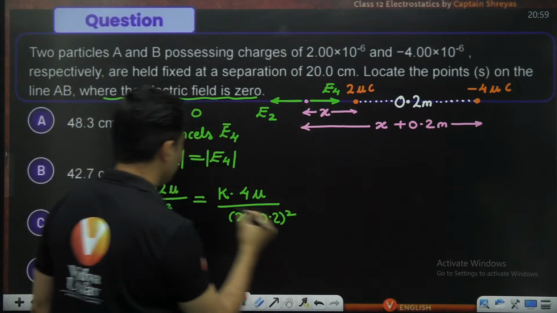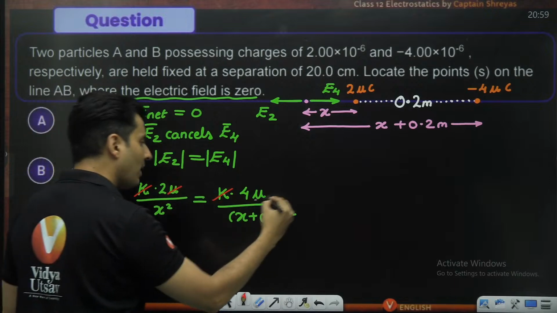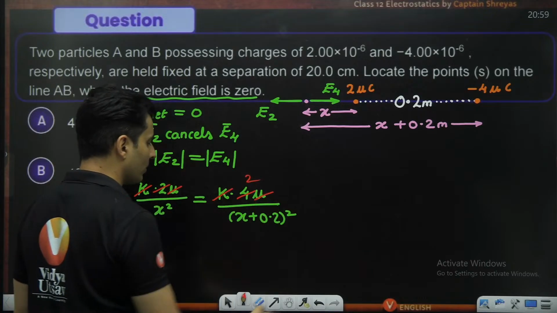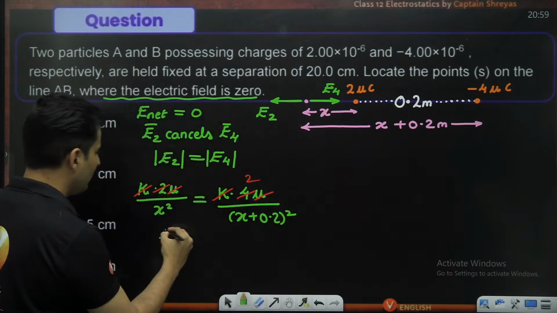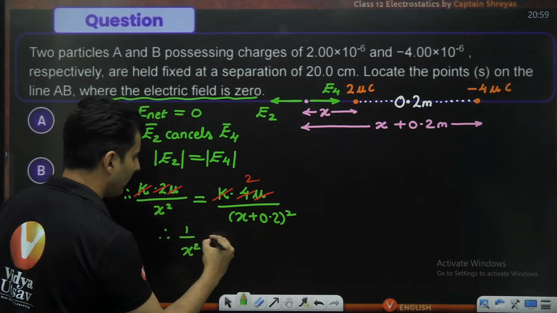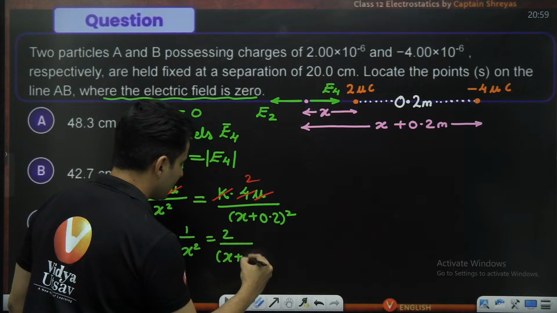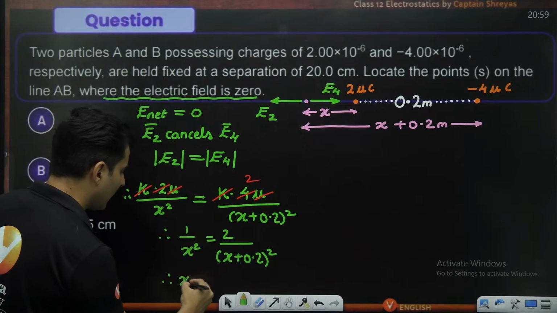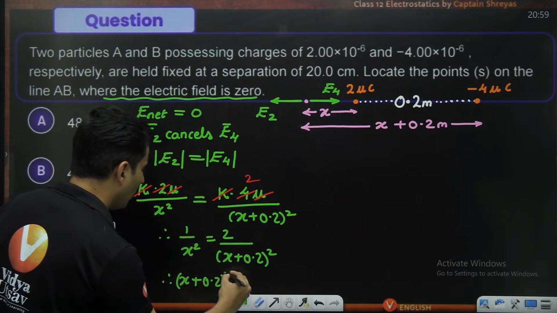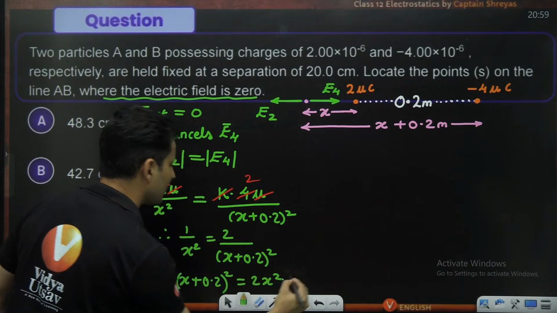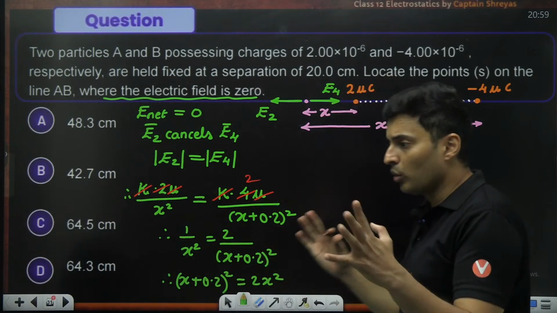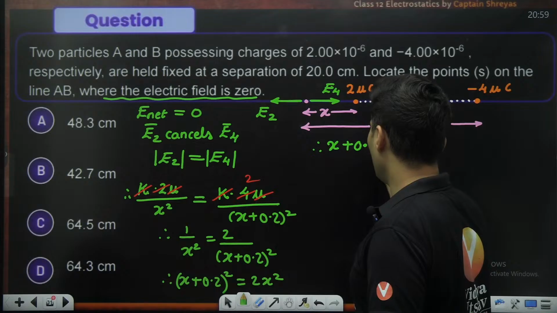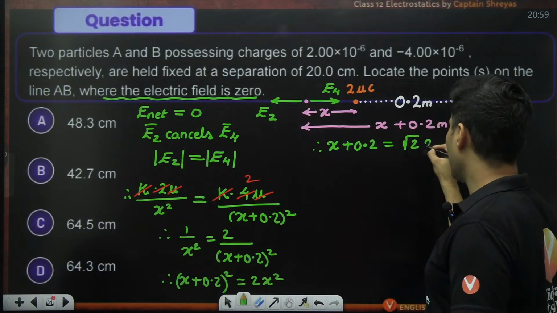Perfect. Now what happens is this k and k cancels. Even this micro will cancel. Even this 2 will cancel with this 4 becomes this 2. Okay. So I am left with 1 by x square is 2 divided by x plus 0.2 whole square. Now cross multiply, you will get x plus 0.2 whole square is 2 times x square. Take square roots on both the sides. You will get x plus 0.2 is nothing but root 2 times x.